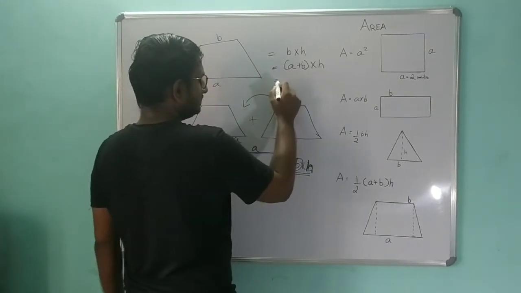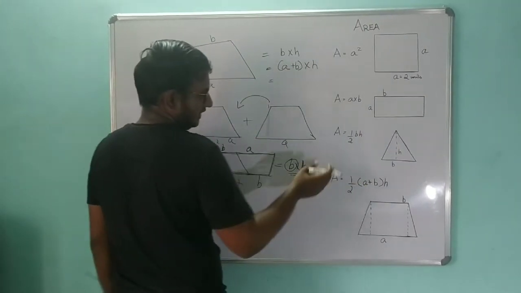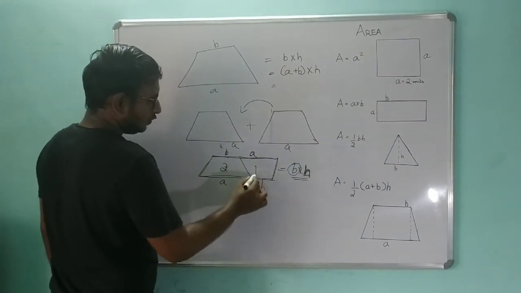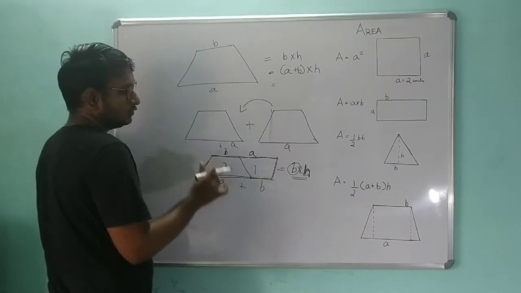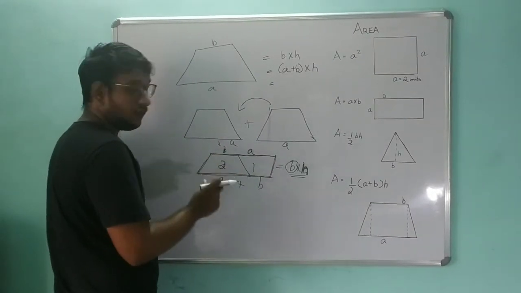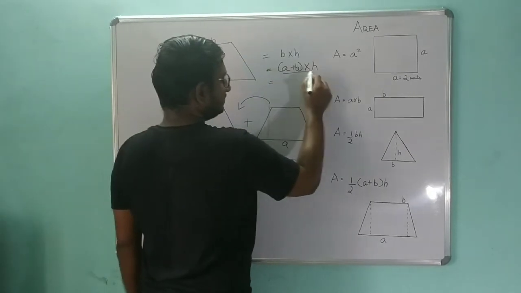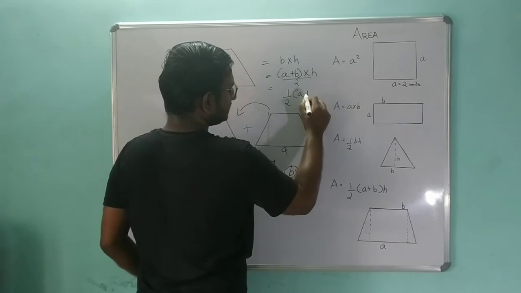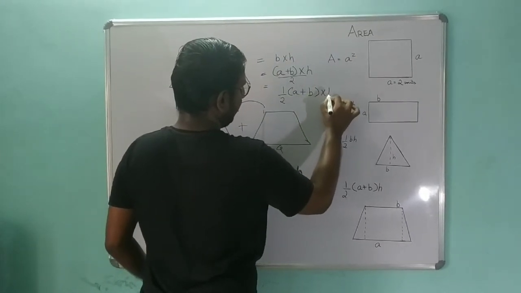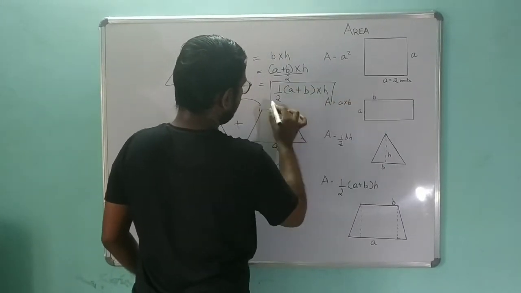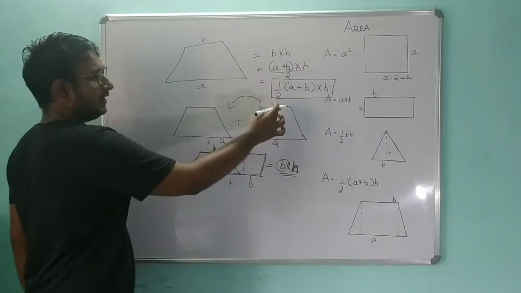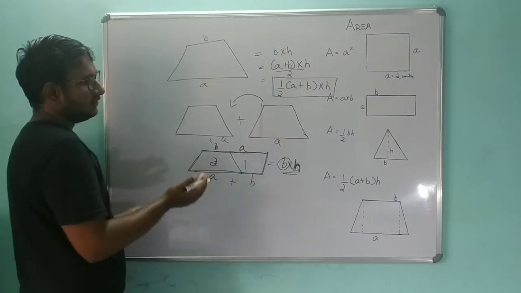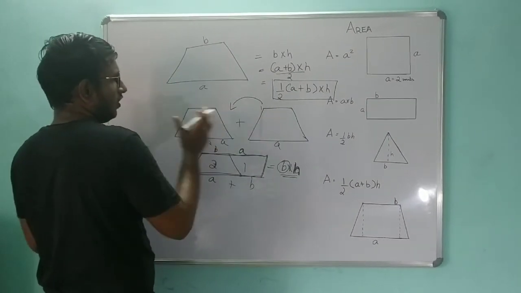Same as with the triangle, we use two trapeziums to form one parallelogram. So if you want to find the area of one trapezium, we have to divide this by 2. That's why we are having 1 by 2 into A plus B into height. This is how we got the formula 1 by 2 into A plus B into height. This is how we discovered the formula of a trapezium.